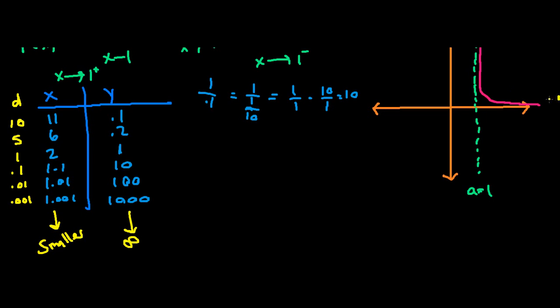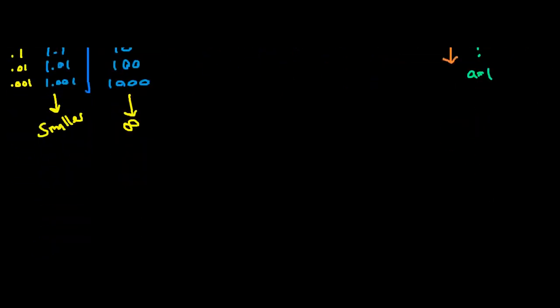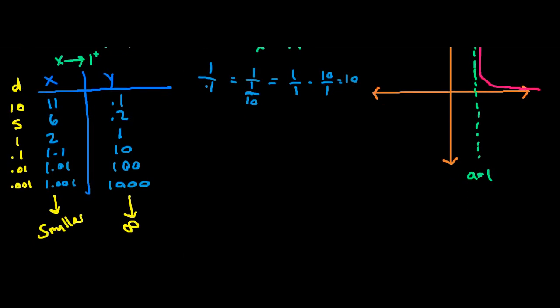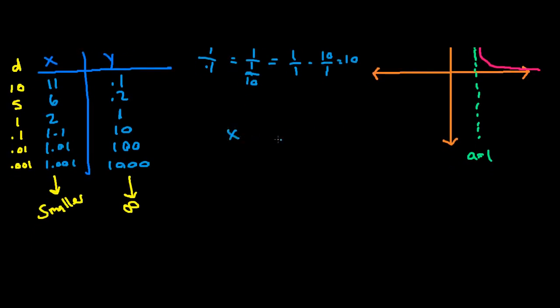And now let's approach it from the left side and see what happens. We can do this right here. So x, y, and we want to do the same thing: 10 units away, 5 units away, 1 unit away, 0.1 units away, 0.01 units away, and 0.001 units away. So in order to be 10 units away from 1 in a negative direction, I need to subtract 10 from 1. That's going to give me minus 9.